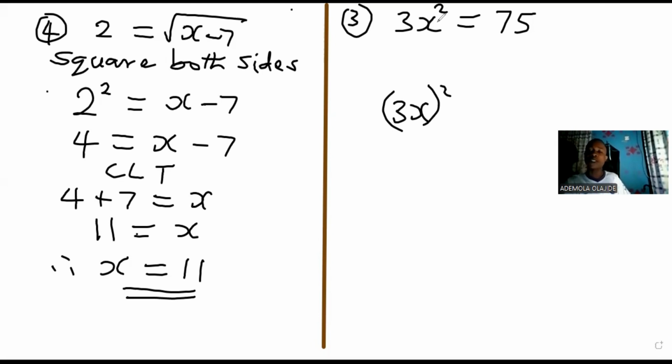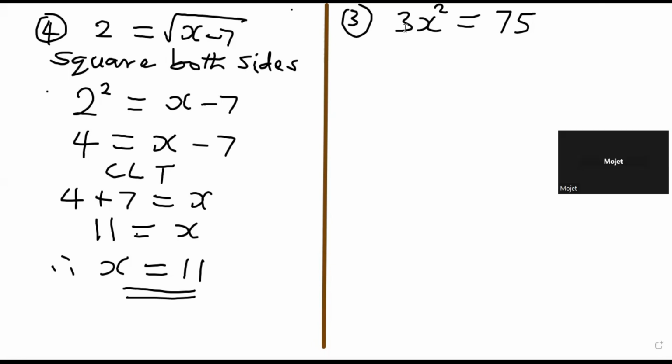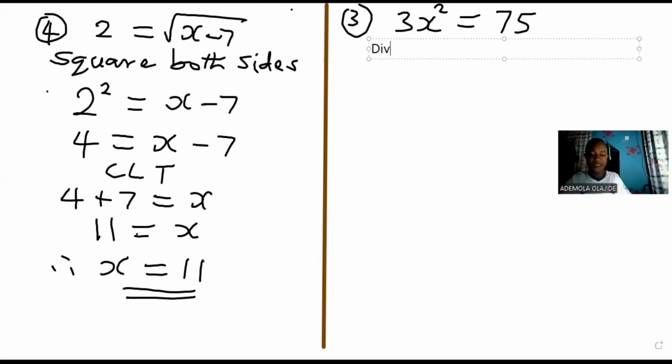But in this one, the square does not cover this coefficient 3. So you first remove the coefficient. Remove the coefficient first when you have something like this. And to remove the coefficient, we divide both sides by 3. Is that clear? Okay, so you say divide both sides by 3. The essence is to remove this coefficient.